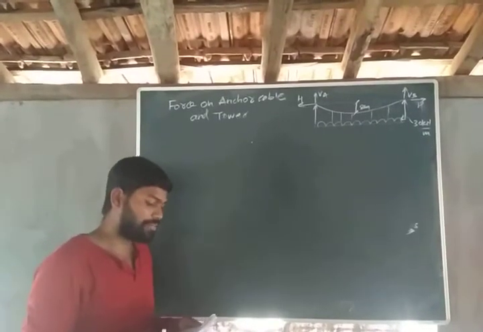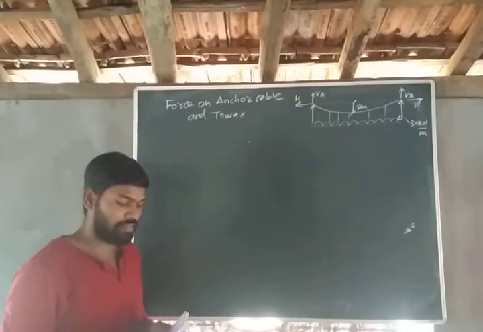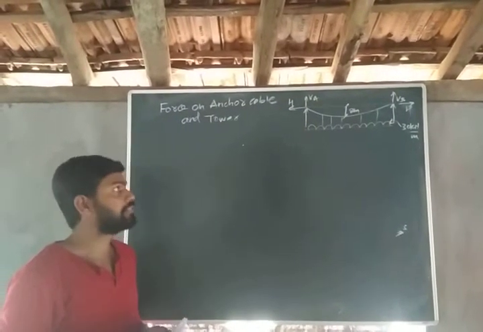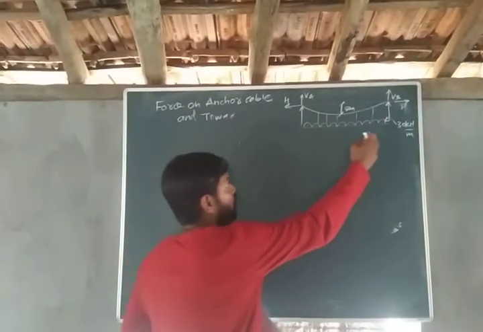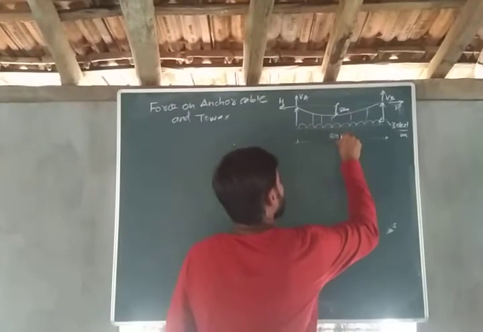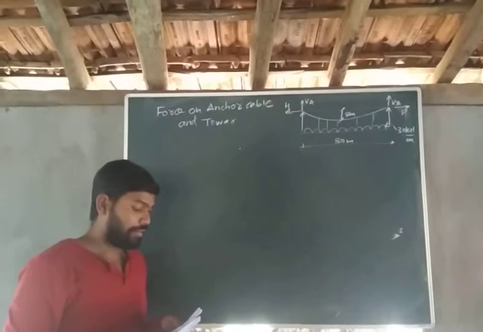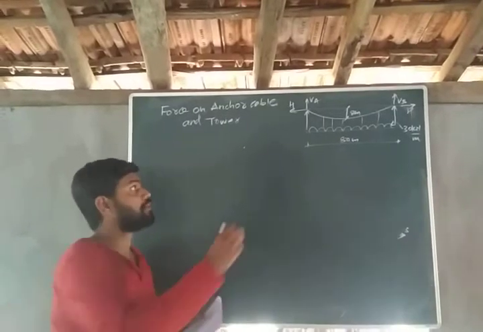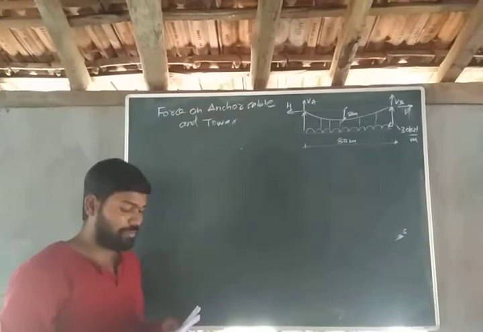A bridge cable is suspended from a tower 80 meters apart and carries a load of 30 kilonewton per meter on the entire span. So the span is 80 meters, carrying a load of 30 kilonewton per meter. Now calculate, if the maximum sag is 8 meter, the central maximum sag is 8 meter. Calculate the maximum tension in the cable.